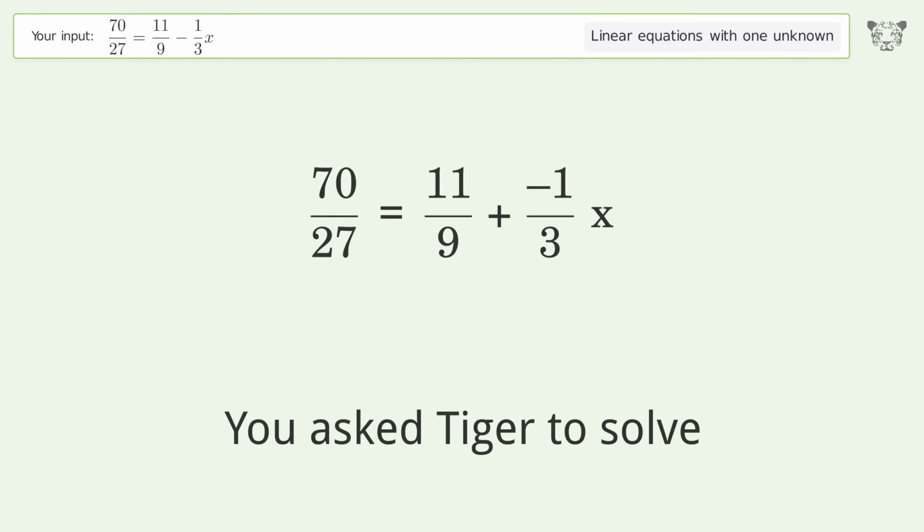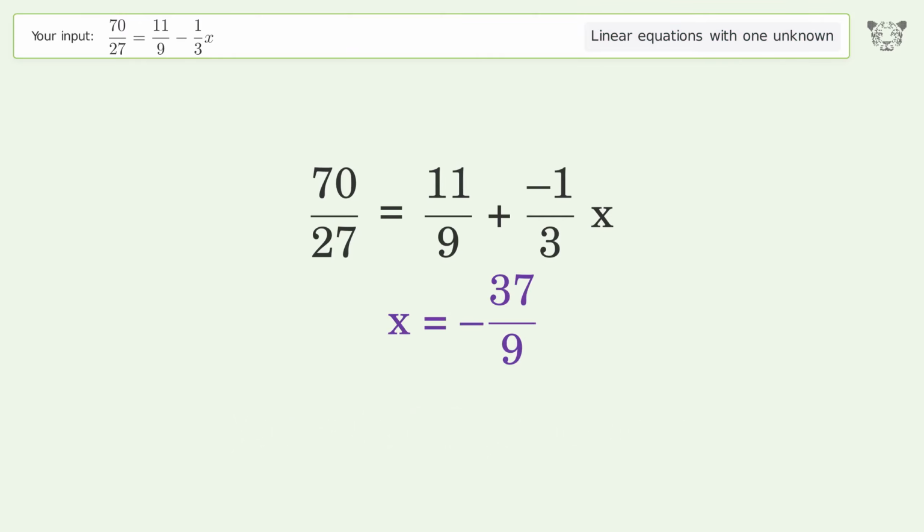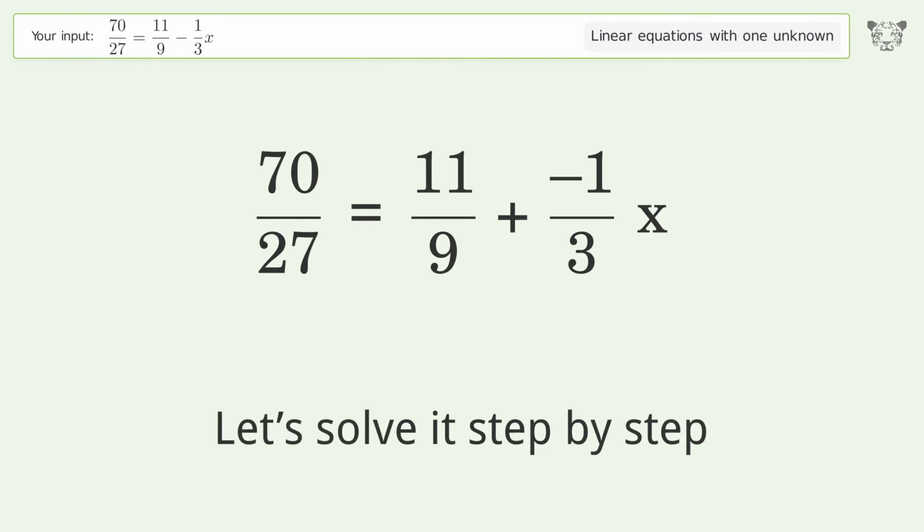You ask Tiger to solve. This deals with linear equations with one unknown. The final result is x equals -37/9. Let's solve it step by step.